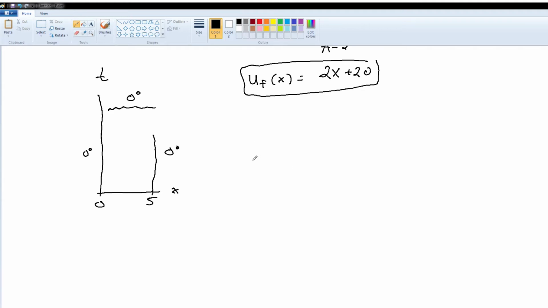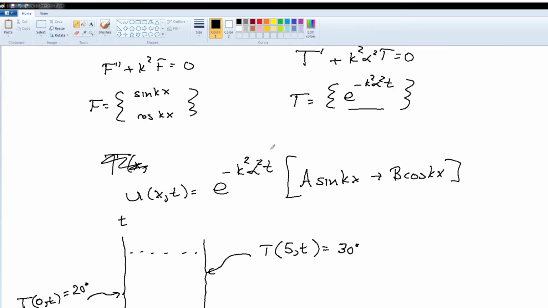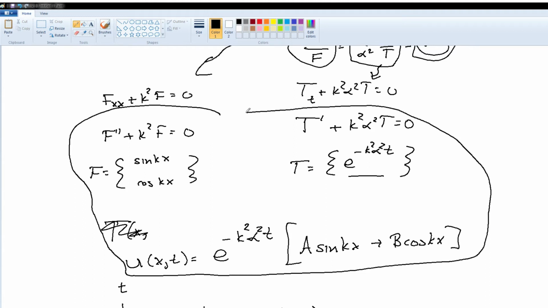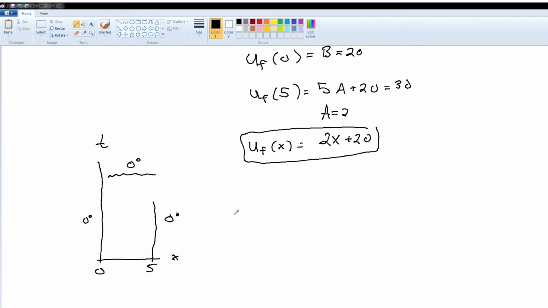Okay, and so we know that in that case, let's see, what would happen? We would have these differential equations. We have their solutions. And we would get something like this, right? So we get these solutions. And what we're going to do now is use these homogeneous boundary conditions to find A, B, and k, I believe. So we have e to the negative k squared alpha squared t, and some combination of sine and cosine. So A plus B.